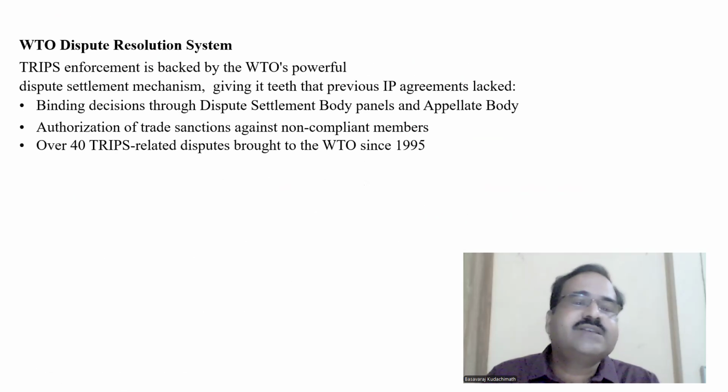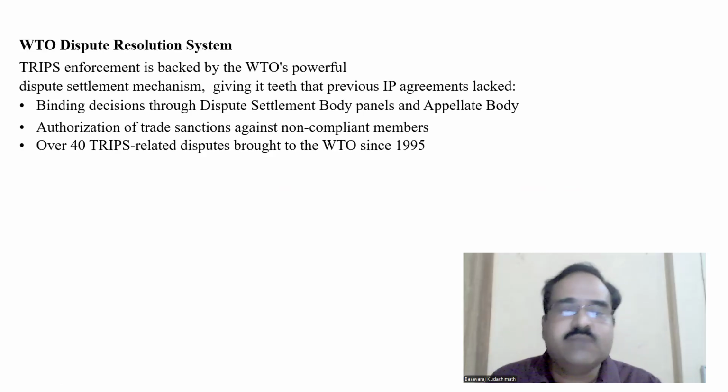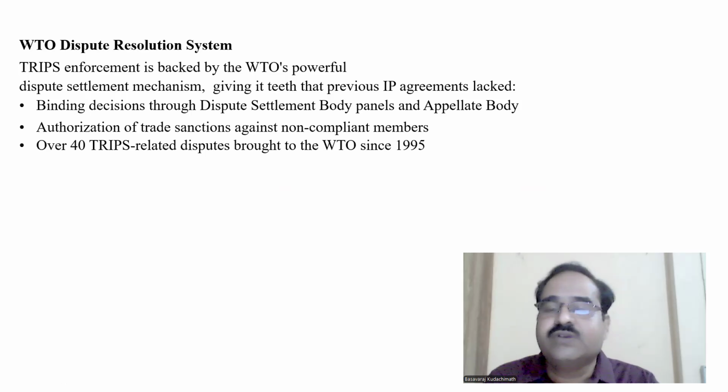So the next important is the WTO dispute resolution system. How WTO is resolving the disputes of the intellectual property rights. The TRIPS enforcement is backed up by the WTO's powerful dispute settlement mechanism. It means that TRIPS is backed up by WTO. WTO is the World Trade Organization which has control on all the members, and it has an authority to support the trade related intellectual property rights. Any country which violates will be prosecuted by the WTO by supporting the TRIPS.